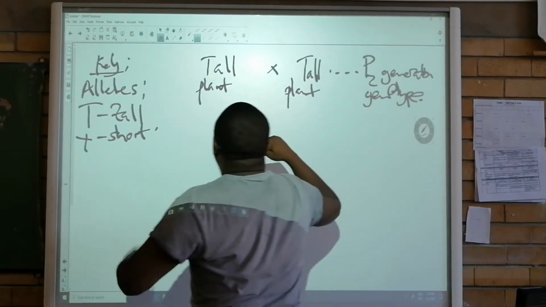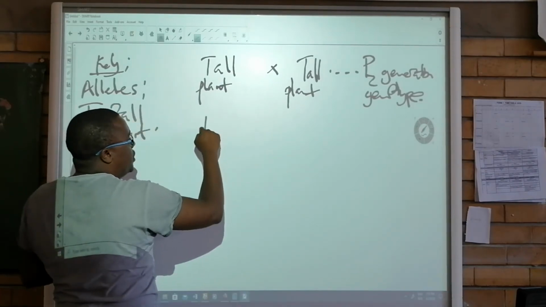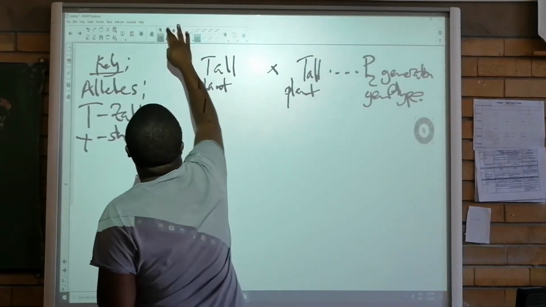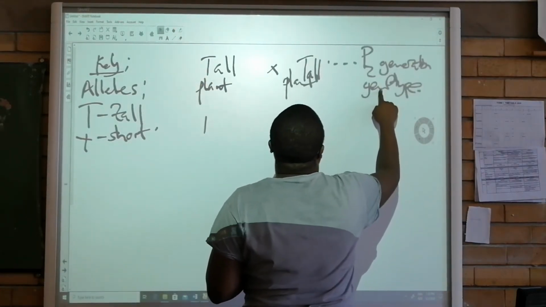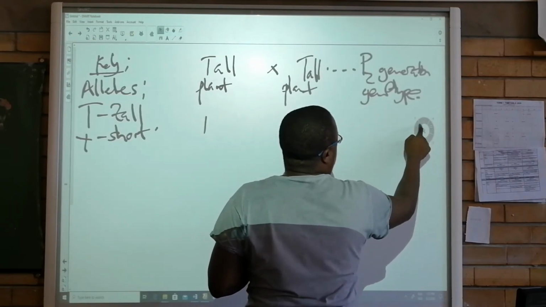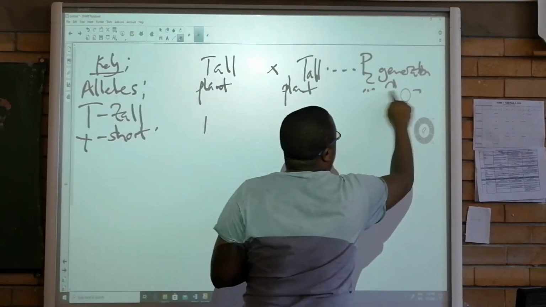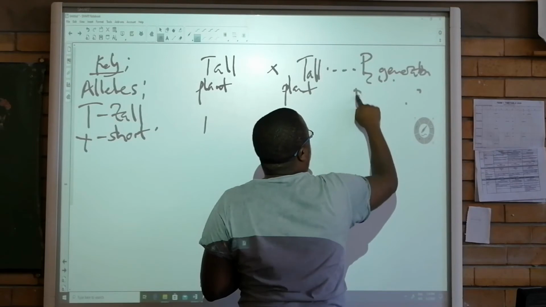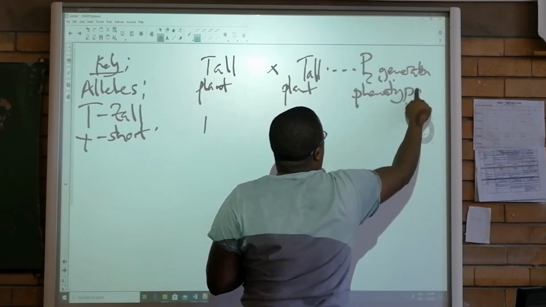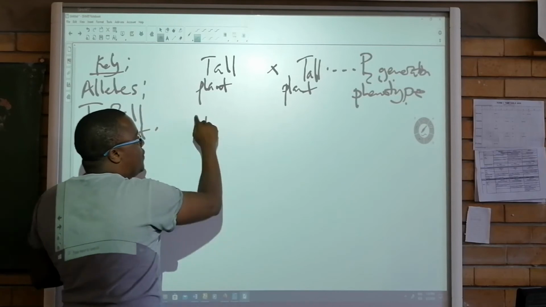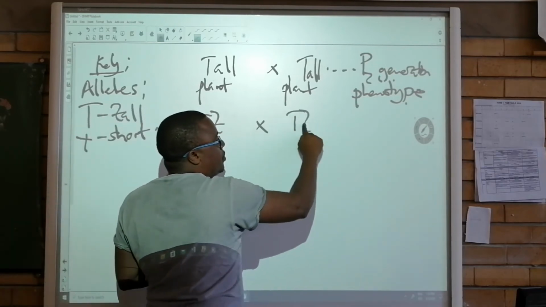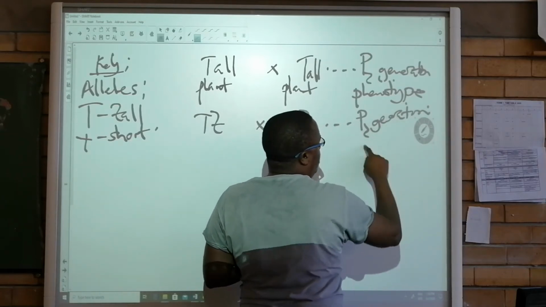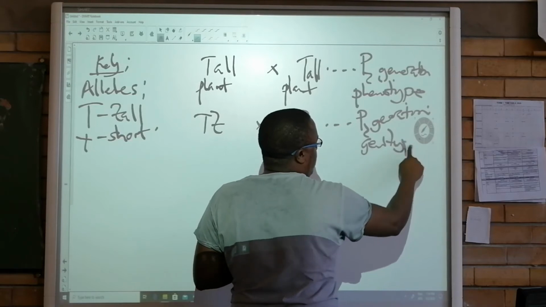Sorry, my writing is bad. And then what is the genotype? No, sorry, this is phenotype. Sorry, my bad. Your P2 generation phenotype, and then here, what do you have? You have the genotype. P2 generation genotype.